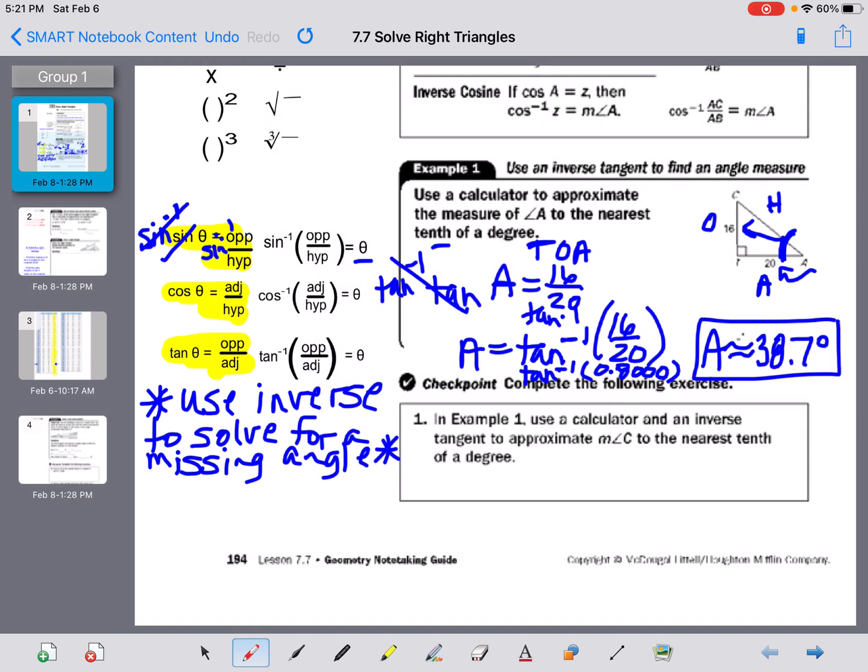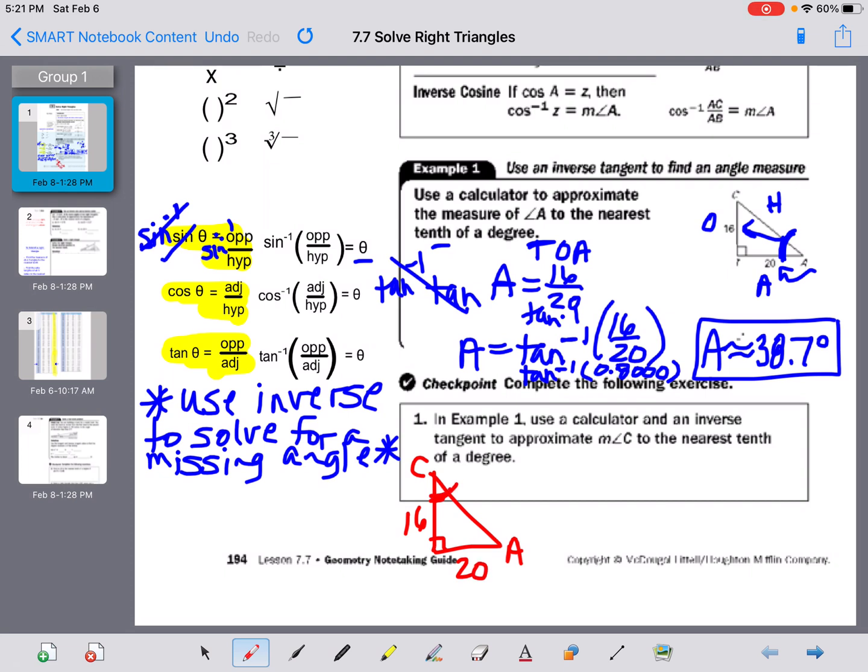Number 1, in example 1, use a calculator and an inverse tangent to approximate the measure of angle C to the nearest tenth. Okay, so just so we can kind of see what's going on here, here's angle C at the top. A was down here. I still have a 16 and I still have a 20.